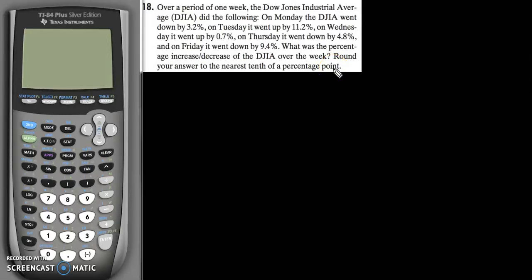Okay, in this problem they describe a series of something going up and down. They don't give you a starting amount, but if you want a nice number just so it can be more concrete to start with, let's just say it was worth 100. Just 100 is really nice to work with when it comes to percents. So let's say our starting point is 100.